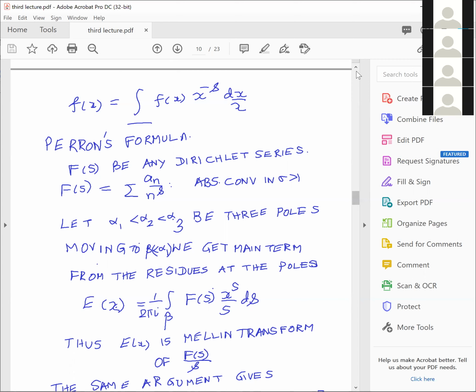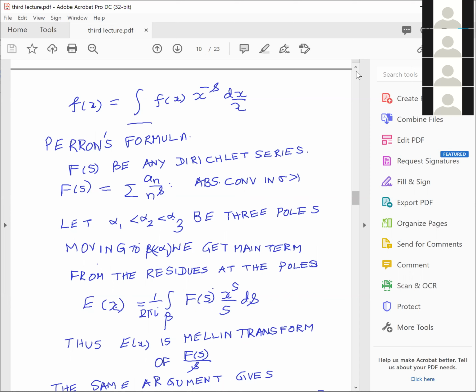Therefore, let me again repeat. You start with the 1 over 2 pi i integral of f of s x power s by s ds on a line C, where C is to the right of 1 or whatever it is. And then you start moving towards the left and cross the poles and then stop anywhere. And that gives you the error. Okay, that means essentially the E of x is the Mellin transform of f of s by s.